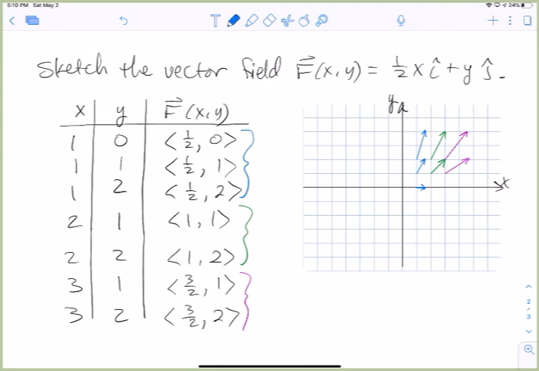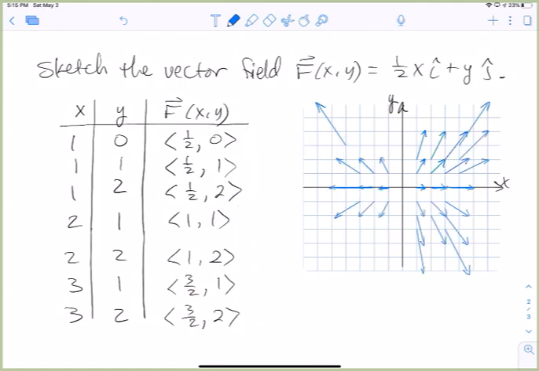Let's look at several more vectors in this vector field. Going back to monochrome here, I think this is enough to give you an idea of what the vector field looks like. And you can imagine this is very time consuming to do by hand. They're much better represented by computers.